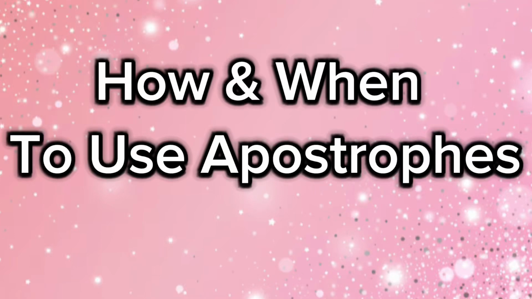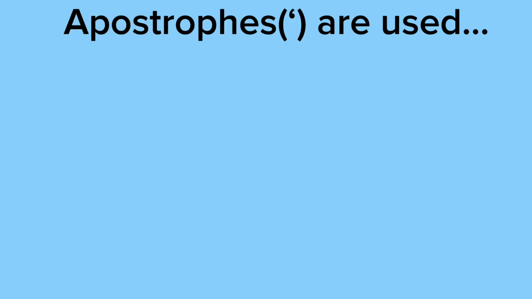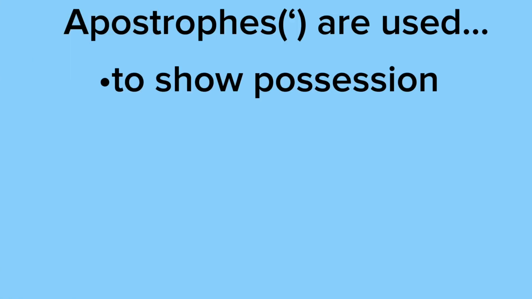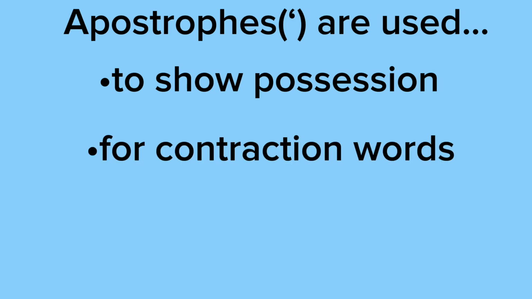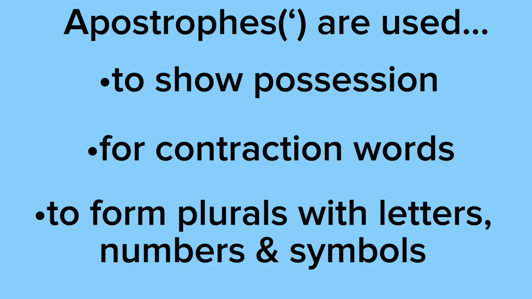In this video, you'll be learning about how and when to use apostrophes. So for starters, apostrophes are used to show possession, they're used for contraction words, and they're also used to form plurals with letters, numbers, and symbols.